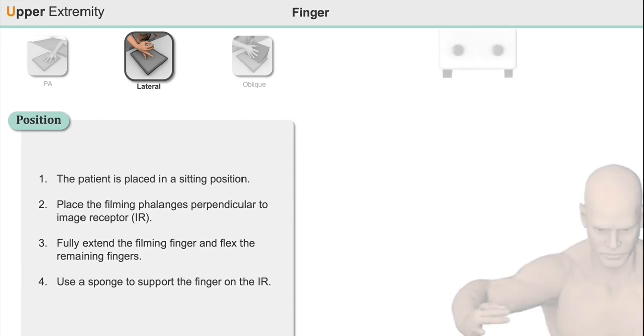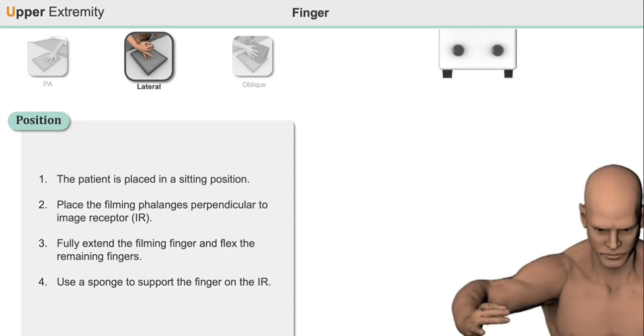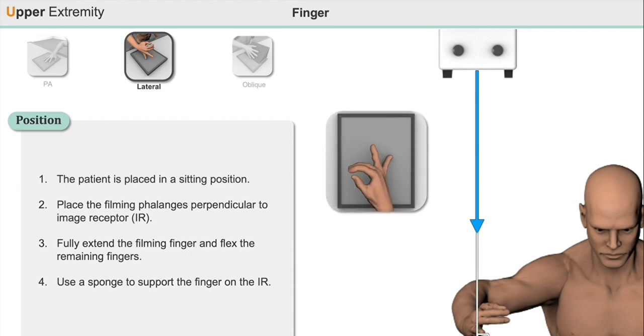In the case of finger lateral, maintaining the full extension of the patient's filming finger, flex the remaining fingers. At this point, in the case of the second and third finger projection, the lateral side of the radius should be facing posteriorly, and in the case of the fourth and fifth finger, the lateral side of the ulna should be placed on the image receptor. Place a support-like sponge between the patient's finger and the image receptor to immobilize the posture and to avoid the overlap of fingers over the distal phalanges and metacarpal phalangeal joint.